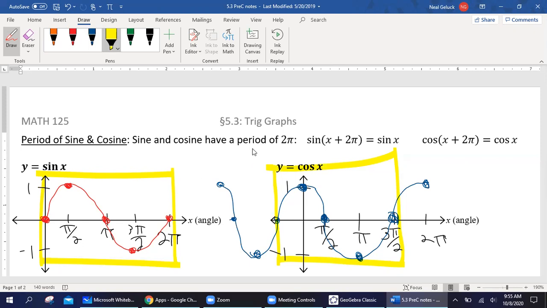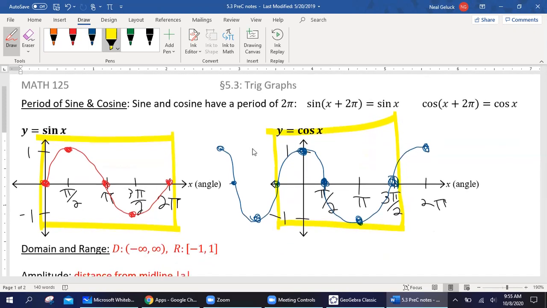Okay, so some important properties of these. The domain is -infinity to infinity. You can always keep going left and right forever. Again, these waves repeat themselves over and over again. The range, however, is very limited, at least on the parent functions. It's from -1 to +1.